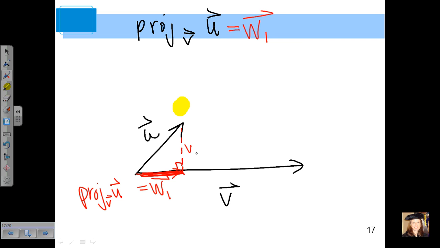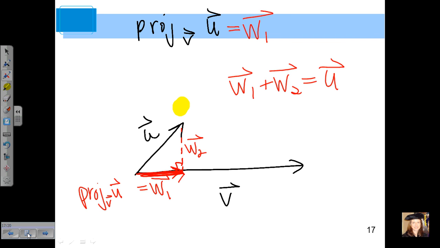Now W2 is this orthogonal component of the vector. It's orthogonal to V. We call W2 the vector component of U that is orthogonal to V. And what you can see here, hopefully, is that W1 vector plus W2 vector, you add those two vectors together, this vector plus this vector, the result is equal to the vector U. So that's what graphically it looks like when you're projecting one vector onto another vector. You're looking at that shadow.